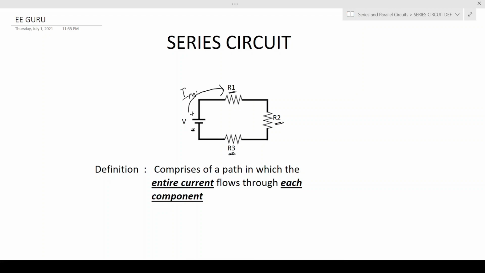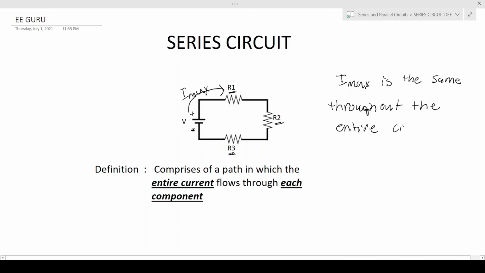Something important to note is that the entire current, so I max, is flowing through each component. And also I max is the same throughout the entire circuit. So the current that is flowing throughout the entire circuit in a series circuit is the same throughout the entire circuit. So I max is the same when it's flowing through R1, R2, and R3 within a series circuit.